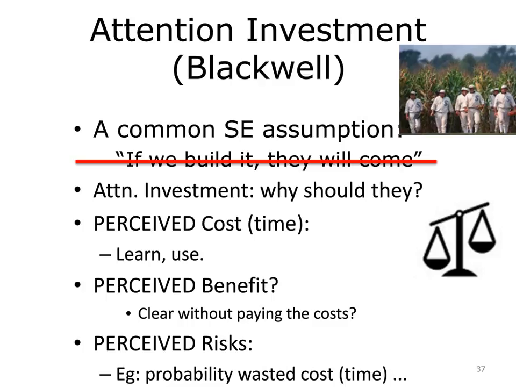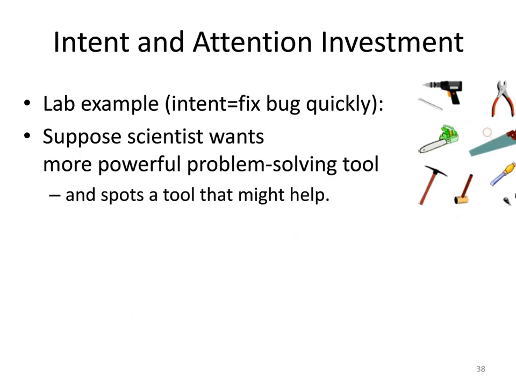So here we have this lab scientist. She has a broken lab application. She wants to fix it. And so she's thinking about how much time it's going to cost her to use some wonderful new tool, what the benefit she thinks will be from that wonderful new tool, which may not be clear without paying the costs, and the probability that she'll go down that path and still not get the benefits. So let's look at that a little bit more closely.